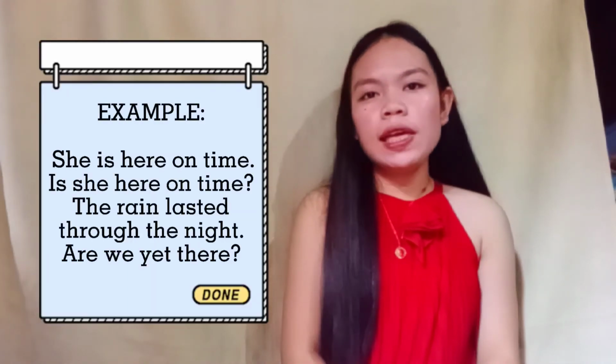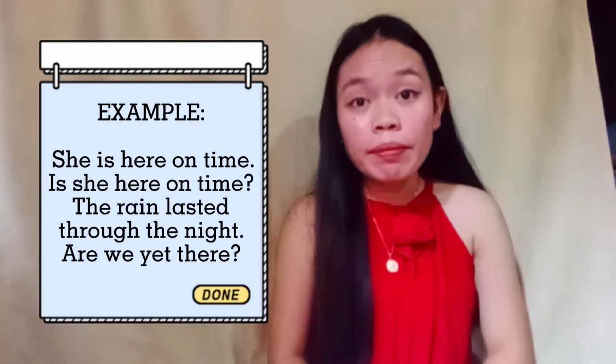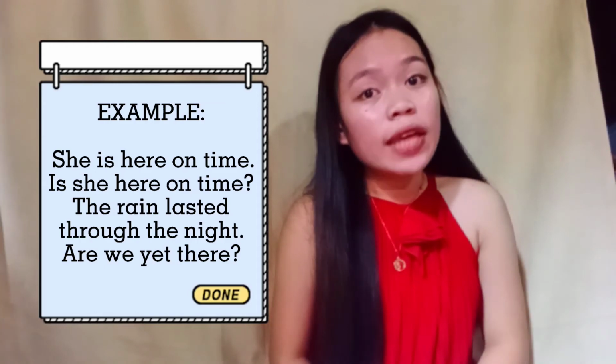For example, she is here on time. Is she here on time? The rain lasted through the night. Are we there yet? So those are the examples of the indicative mood. We usually encounter those words even in personal conversation.